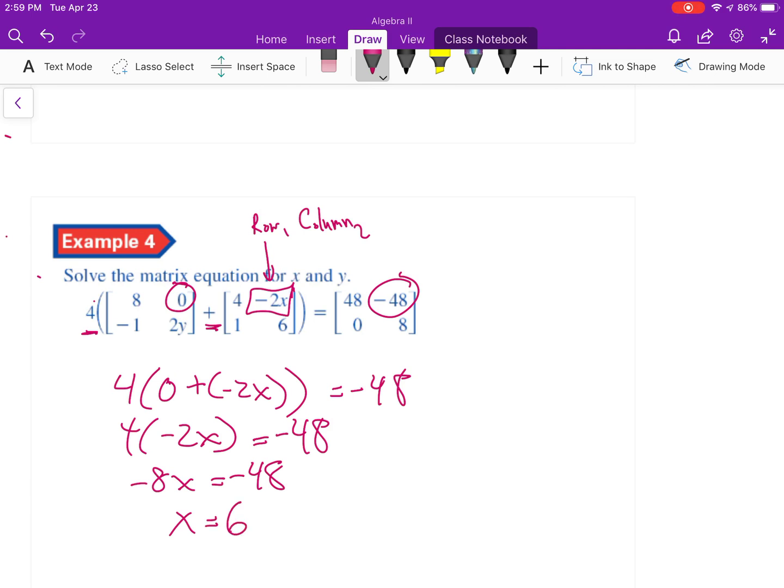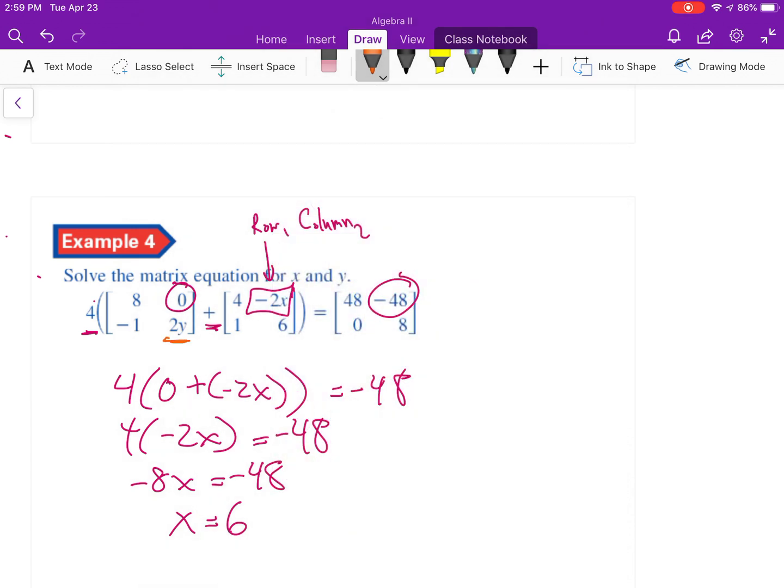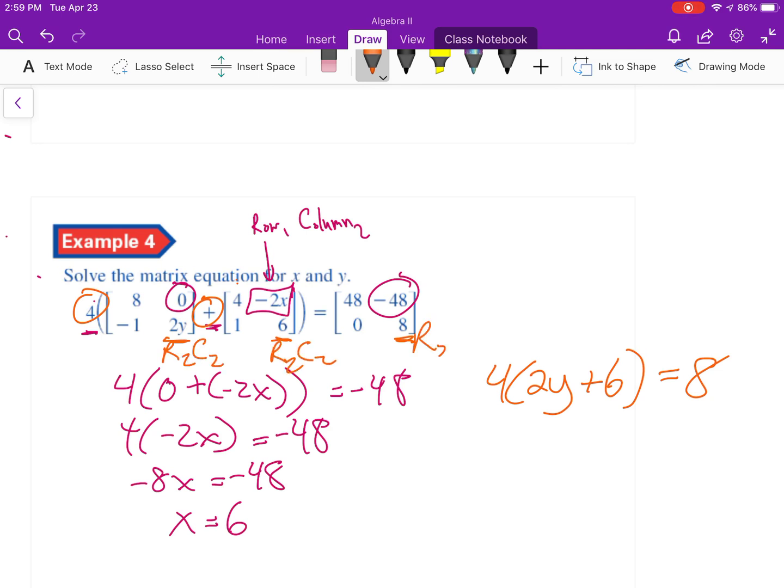Okay, now with y, that's in a different spot. So if y is in this spot, these are the numbers I'm interested in, along with, of course, the operations. So now it's 2y plus 6 equals 8. And I picked those spots because I had row 2, column 2. I need to pick all the numbers in row 2, column 2. And this time I got to distribute because I didn't have like terms inside the parentheses.